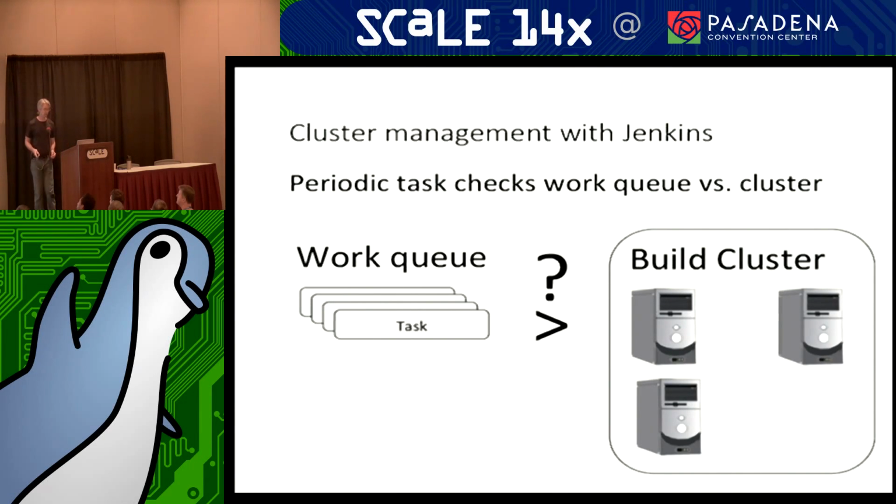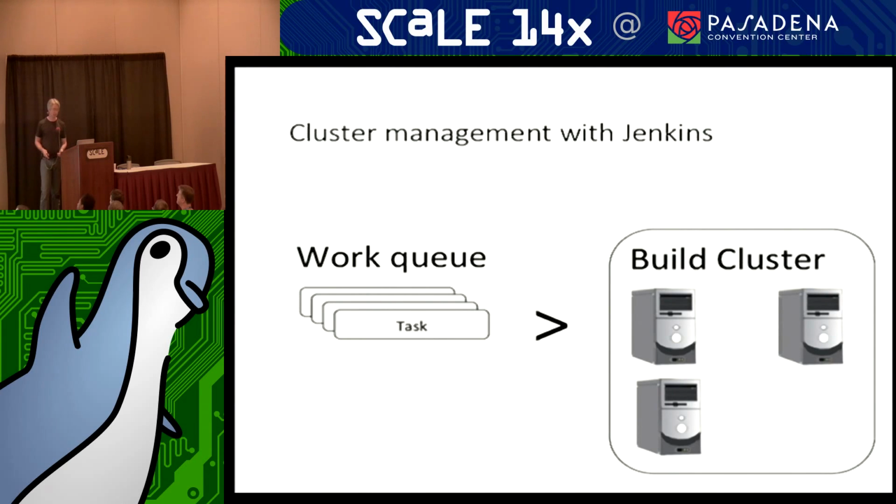The way that we do this is we have a periodic task called manage nodes that runs every couple minutes on the Jenkins master, and it looks at the size of the work queue and the size of the build cluster. And if those two are too far out of whack, it will try to equalize them. So if it sees that there's more work in the cluster than there are nodes available to do it, then it will spin up a new node and add that node to the cluster.